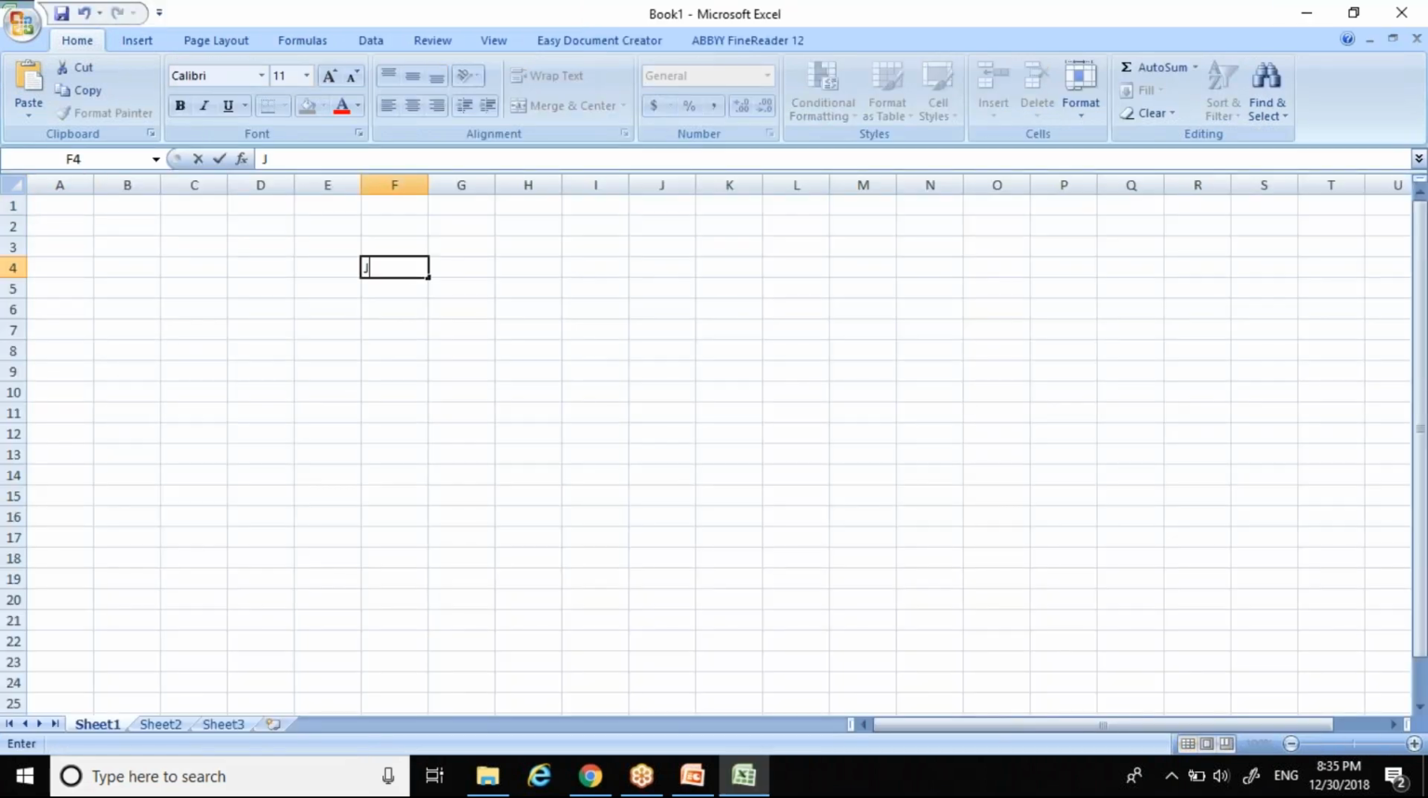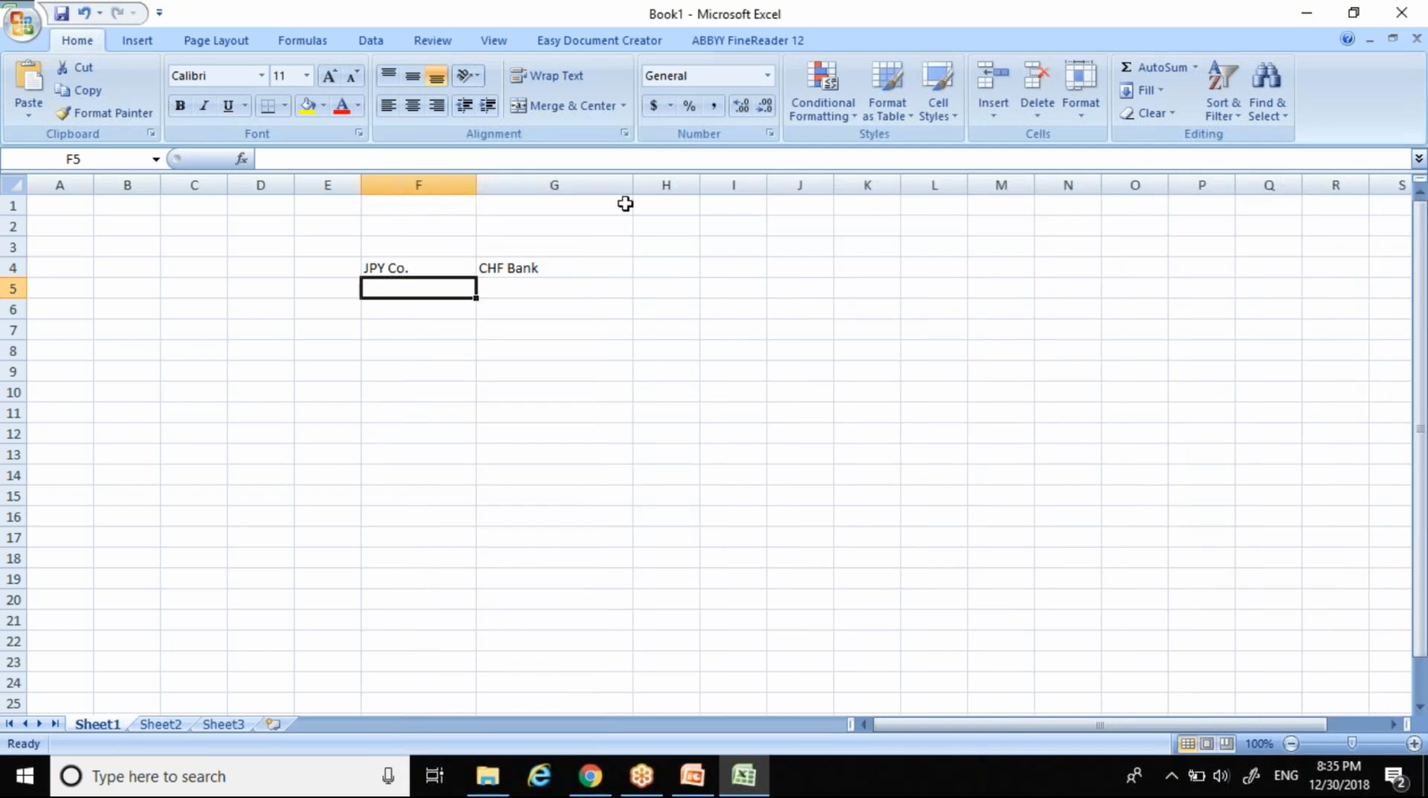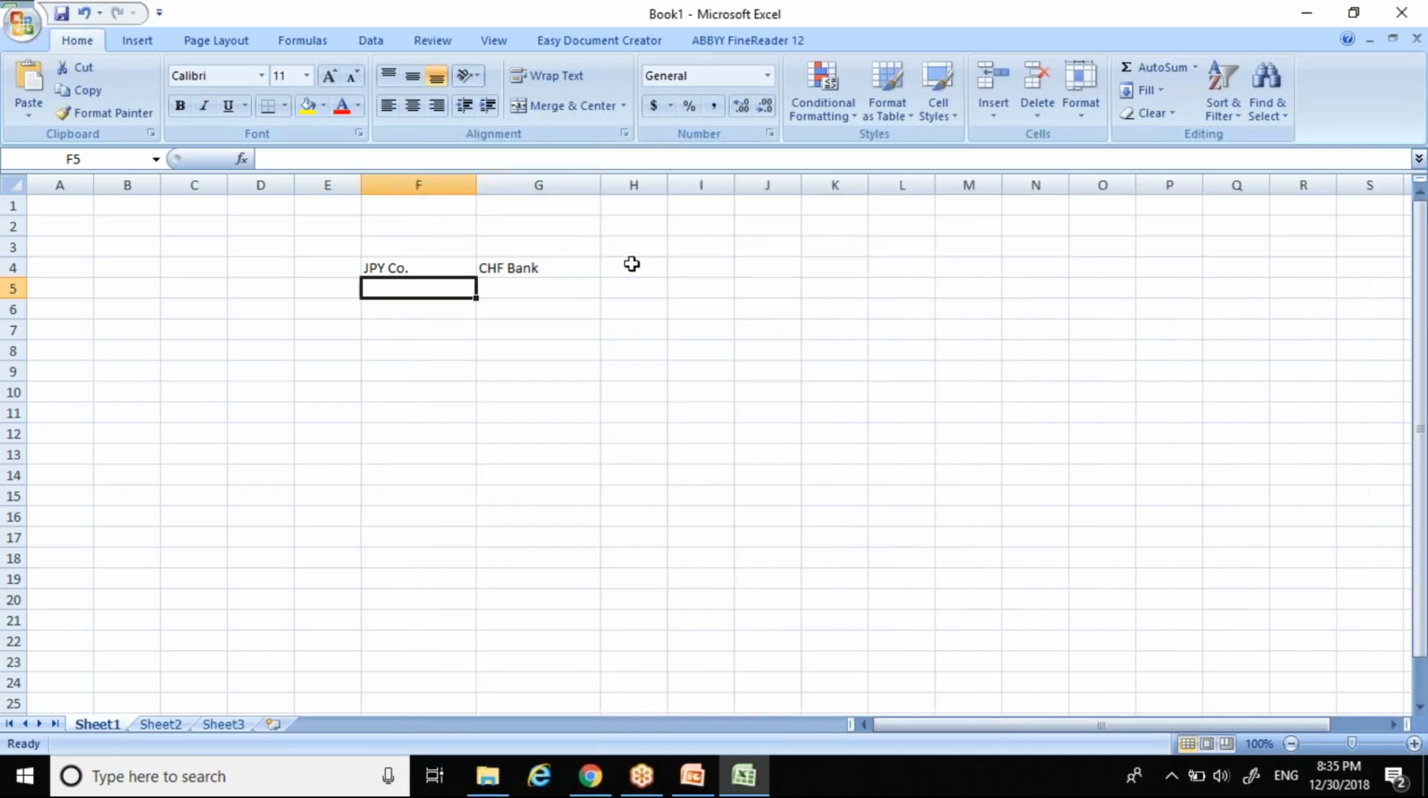So let's say a JPY company asked a Swiss bank to give a CHF loan. Now the bank said, I'll give you at 3.5%, right? Likewise, a CHF company asked a JPY bank to give a loan. They said that we will give you at 2.5%.